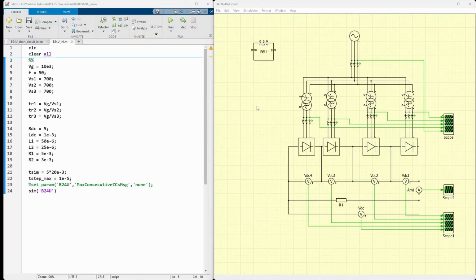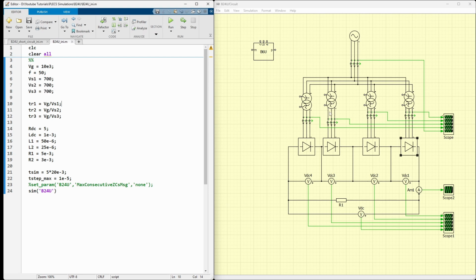Now the model in Plecs is just an extension of the previous 18-pulse rectifier. We just added one more secondary side of the transformer and added another diode rectifier bridge. If we look into the script file to the left, we have the grid voltage of 10 kilovolts, grid frequency 50 Hz. In this case, we considered the converter voltages to be 700 volts RMS line to line.